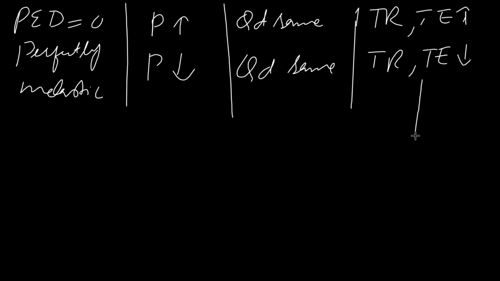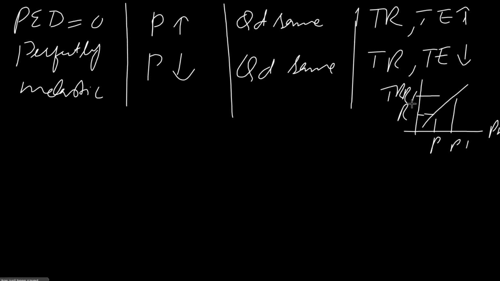And if we draw the graph showing the relationship between price and total revenue, it will be like this. If we increase price, total revenue will rise, and this is price, and this is total revenue. Price was initially P, let's say revenue was R. If we now increase price to P1, revenue will rise to R1. So a rise in price is leading to a rise in total revenue.